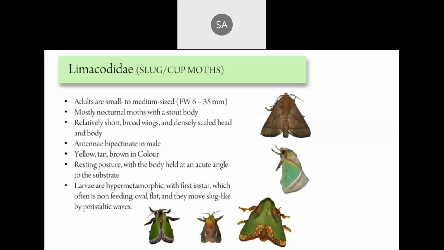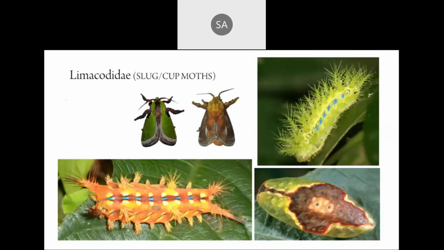Then we come to the cup moths or slug moths. So these are very small moths, moderately small moths, which can be found everywhere, and their caterpillars are interesting. Next slide.